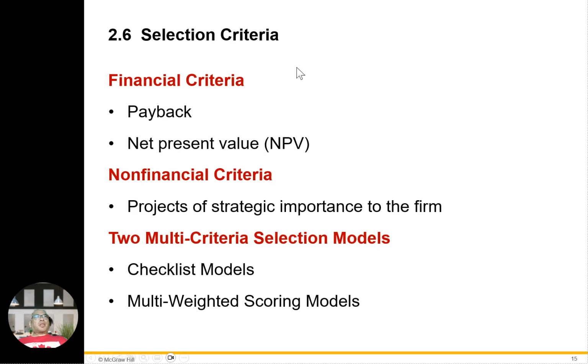Selection criteria, number 6. Financial criteria will be payback and NPV, net present value. That is the financial criteria. For non-financial criteria will be projects of strategic importance to the firm. And then number 2, multi-criteria selection models such as success models and multi-weighted scoring models.